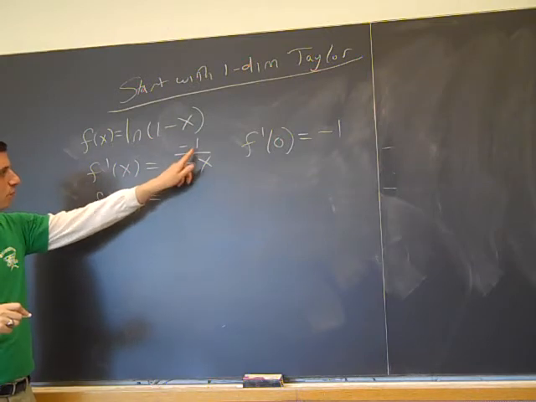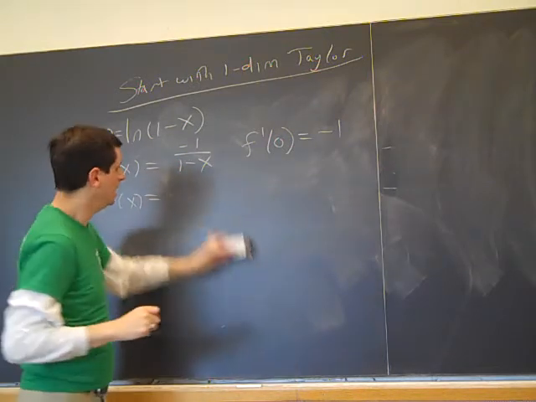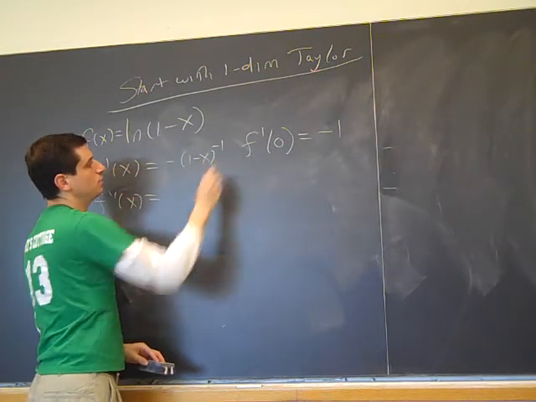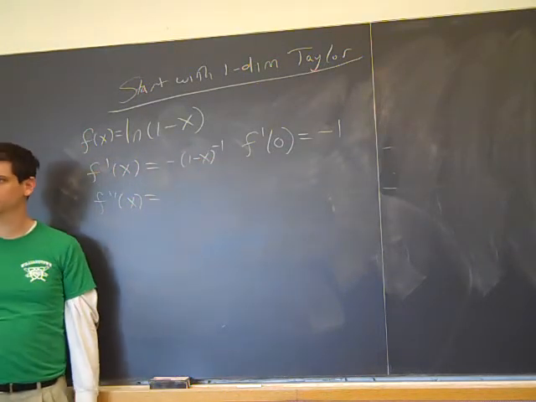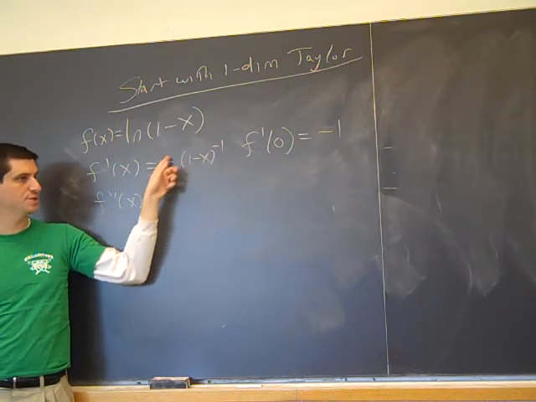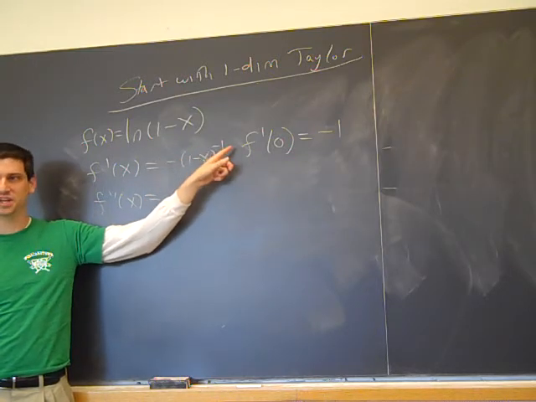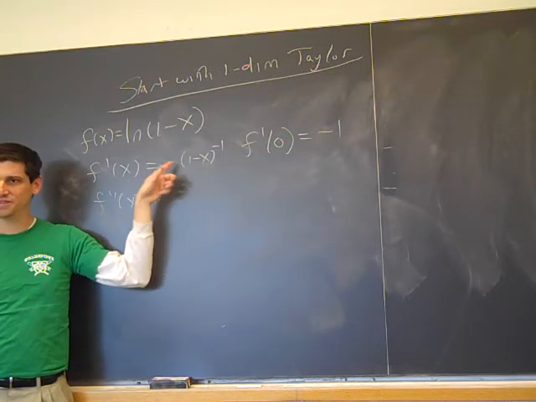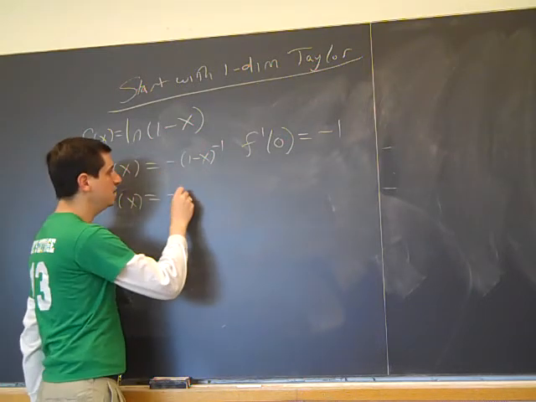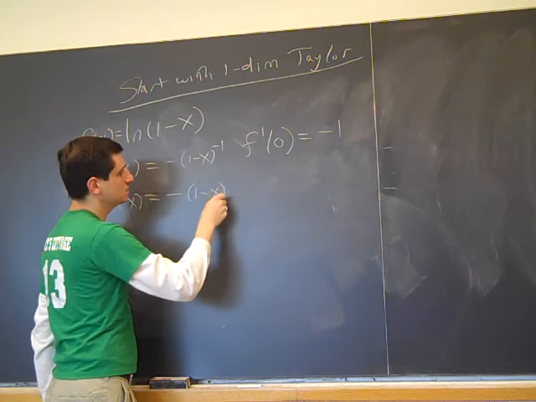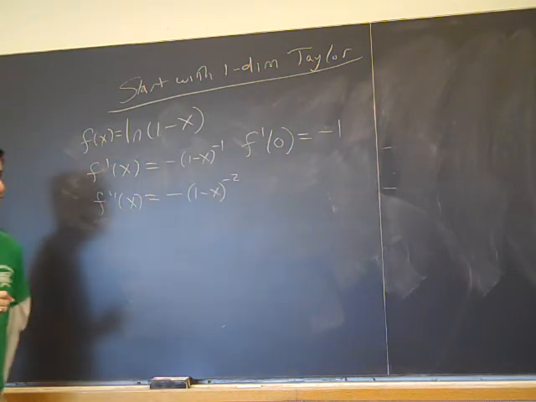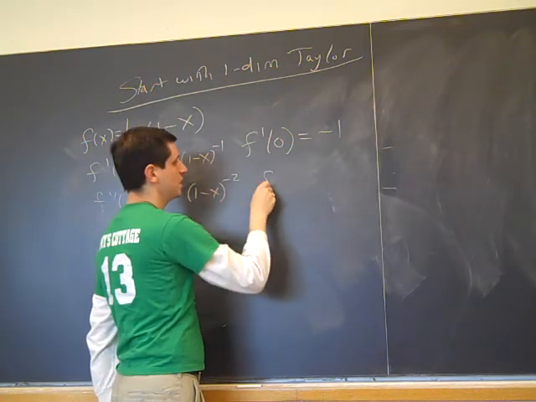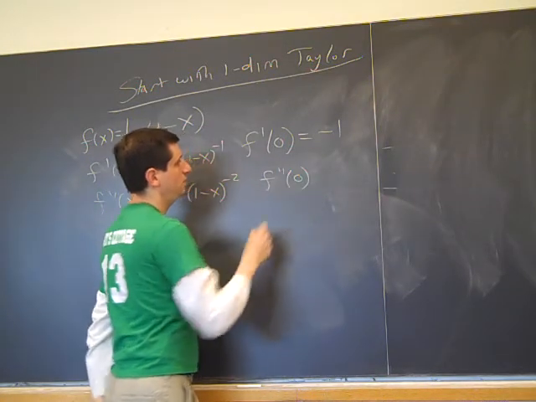All right. What's f double prime of x? We have negative 1 times 1 minus x. A nicer way to write this is negative (1 minus x) to the negative 1. Now negative times negative is positive, 1 minus x to the negative 2, and then I get another negative from the derivative. So I have 3 negatives, so I get negative (1 minus x) to the negative 2. What's f double prime of 0?